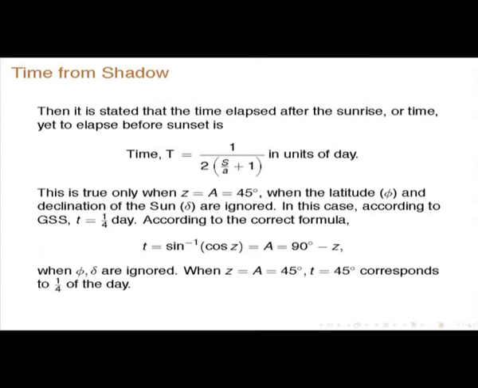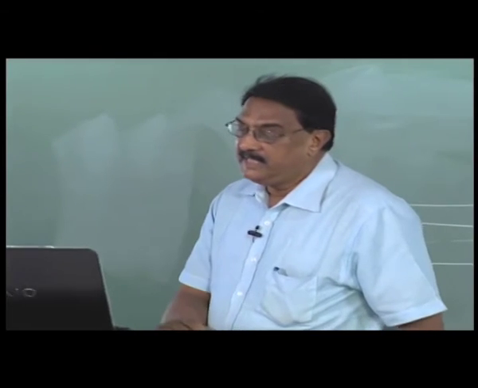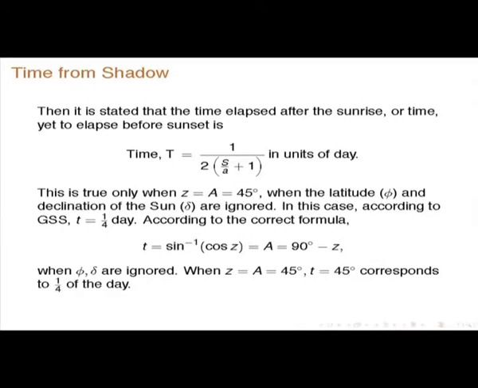And Mahavira says that the time elapsed after sunrise or the time yet to elapse before sunset, time t, is equal to 1 over 2 into (S by A plus 1) units of day. So he is giving 1 divided by 2 into (S by A plus 1). One does not know how he got this, but he has stated this result. One certainly knows that this cannot be correct, because time is a little more complicated, it will not be given in terms of the shadow so easily.